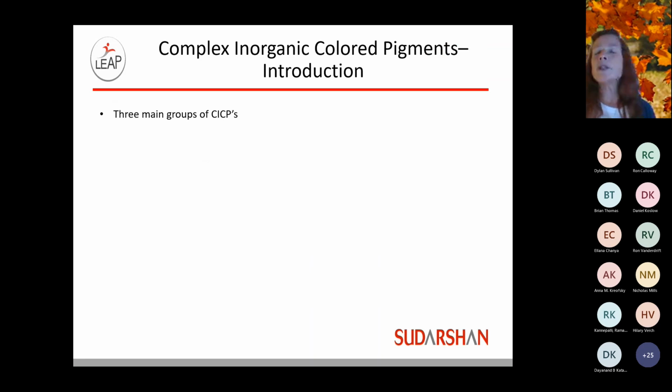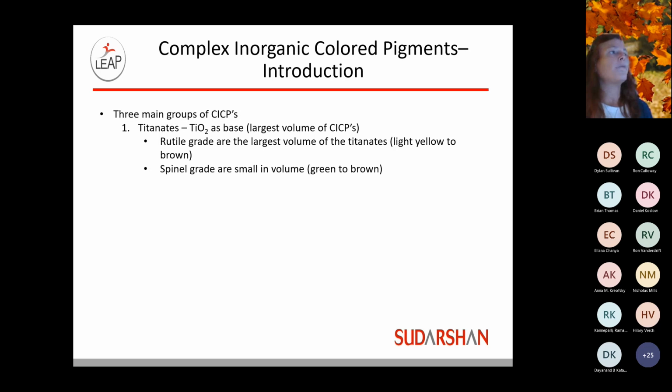And then, as I mentioned in an earlier chart, there are three groups or substructures of the CICPs. The first one is the titanates. These, as the name implies, are TiO2 based, and these are the largest volume of CICPs in production today. The rutile grades of titanates are the largest volume in that subgrouping. And these range, as I mentioned, from light yellow to brown. The spinel titanates are smaller in volume, and these range in color from green to brown.